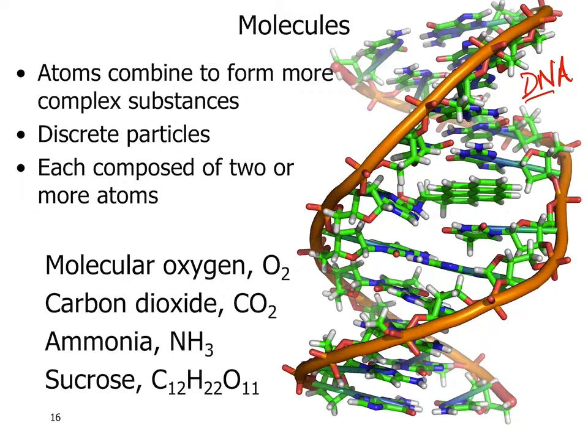So each is composed of 2 or more atoms. We already kind of gave you that definition, but just to provide some examples, oxygen has 2 atoms of oxygen, and so it's considered a molecule of oxygen. It's O2. So oxygen in the air, for example, exists as O2, not just as one oxygen atom. And then I've already talked about carbon dioxide. We'll do more work with carbon dioxide.